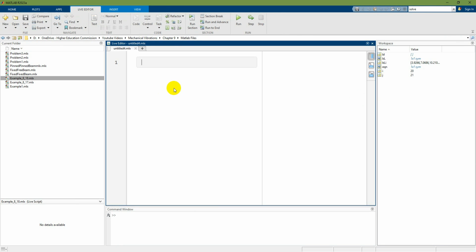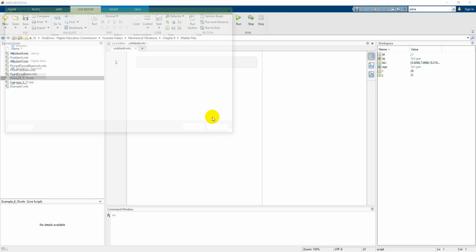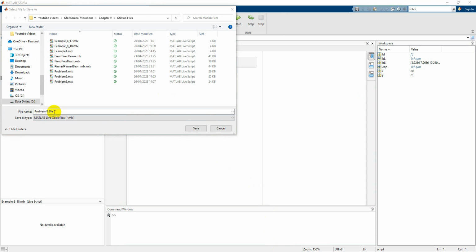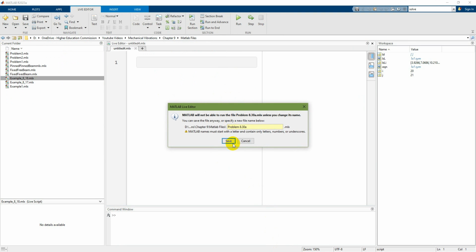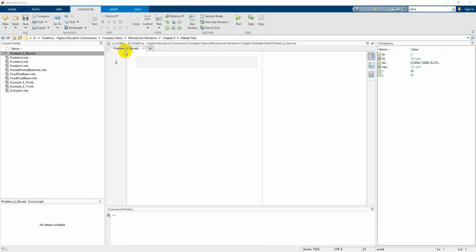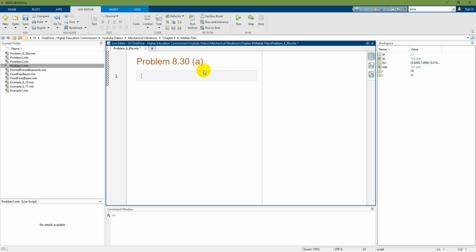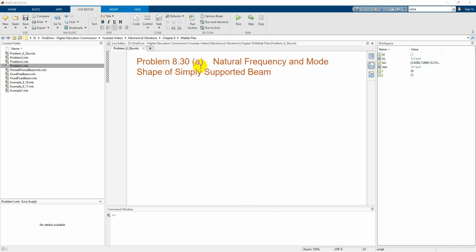So that is a new live script, and I'm going to save it as problem 8.30a. Okay, it doesn't let me do that. MATLAB doesn't allow spaces or dots, so you need to use an underscore for it. Start with a double percentage sign, problem 8.30a, and press enter. It will give a heading, problem 8.30a, and that is only possible in a live script. And then I'm going to name it: problem 8.30a, natural frequency and mode shapes of simply supported beam.